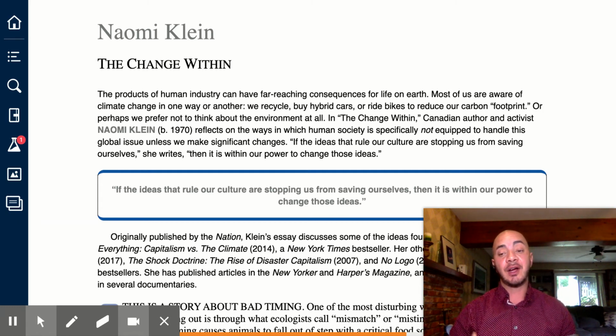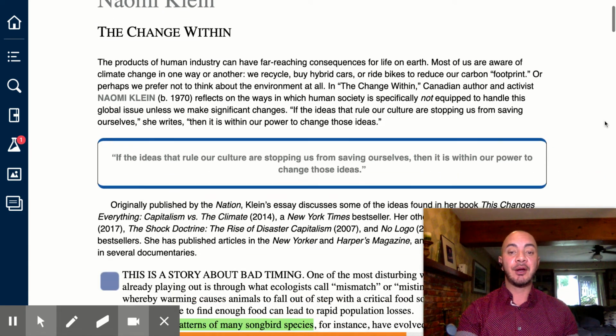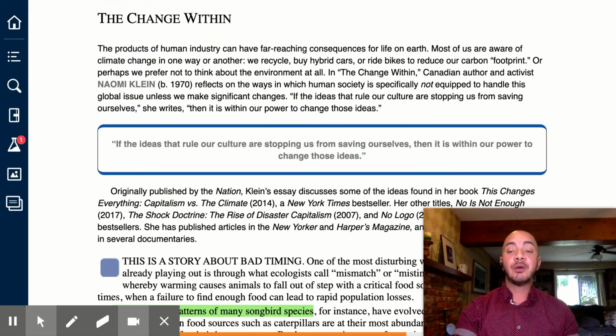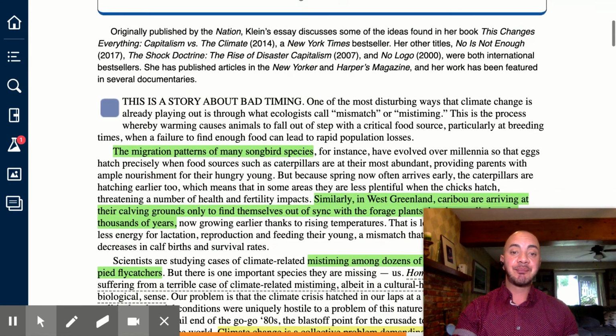The terms that are defined are always terms that are central to the meaning of the essay. And so we're going to take a look at Naomi Klein's The Change Within. We're going to examine the first three paragraphs and see the way that she uses the definition example pattern in order to introduce her essay.